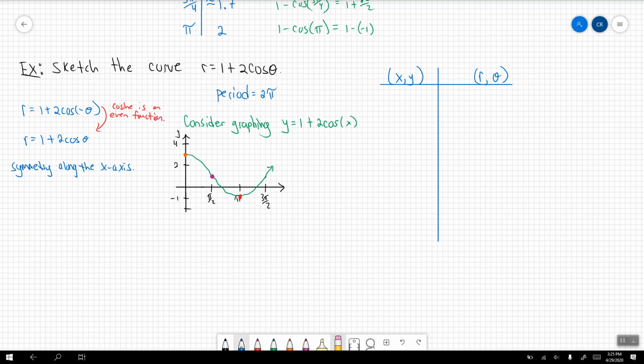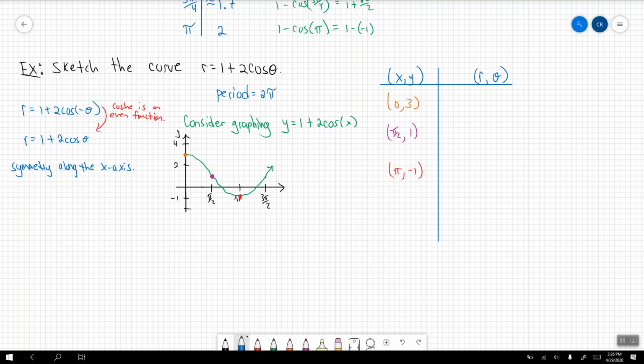All right, so let's go through the first one. The first ordered pair that we looked at here was 0, 3. The next ordered pair that we looked at was at pi halves. We were at 1. And the last ordered pair that we looked at was at pi. We were at -1.